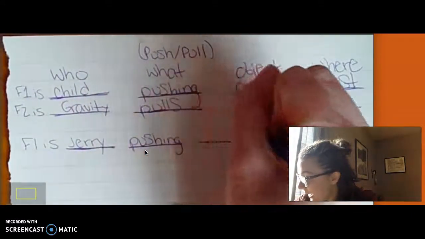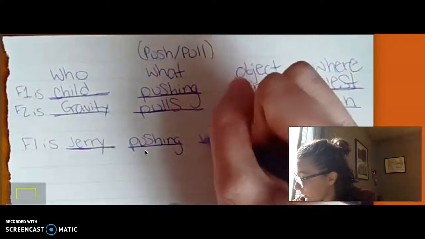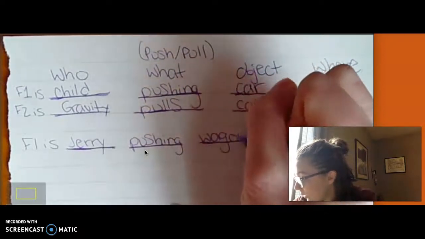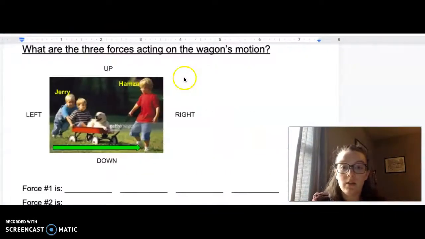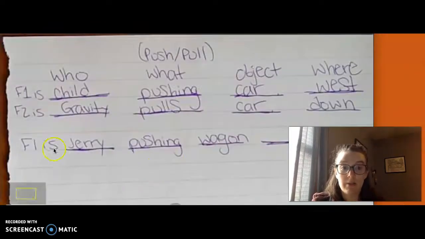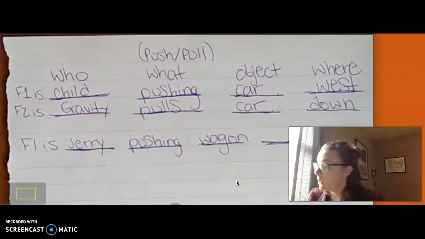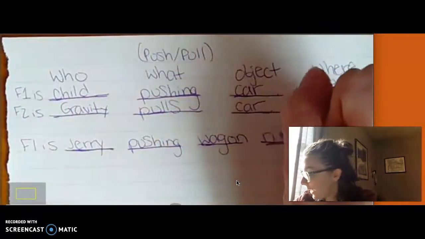And I know what the object is. The object is the wagon. Now I have to decide what direction, so where that wagon is going. So when I look at this, it even gives me an arrow and it tells me the direction that wagon is going. So that wagon is going right. So now I'm going to say force 1 is Jerry pushing wagon right.